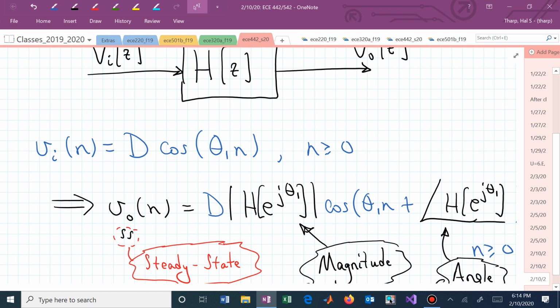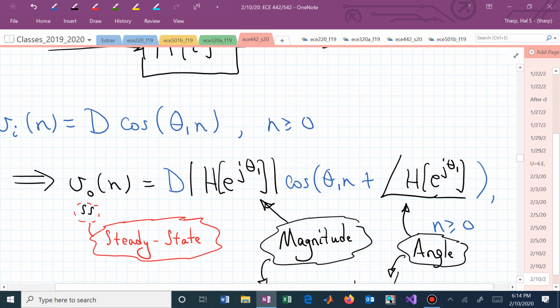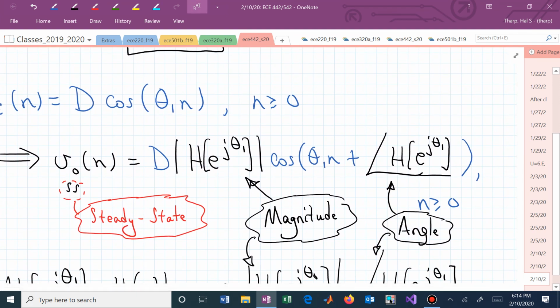So we're applying this sinusoid, the input sinusoid v sub i, to a linear system given by its transfer function H of z. And what we actually end up with after the transients, and when would we have a steady state response and when would we not have a steady state response, in the discrete time setting?